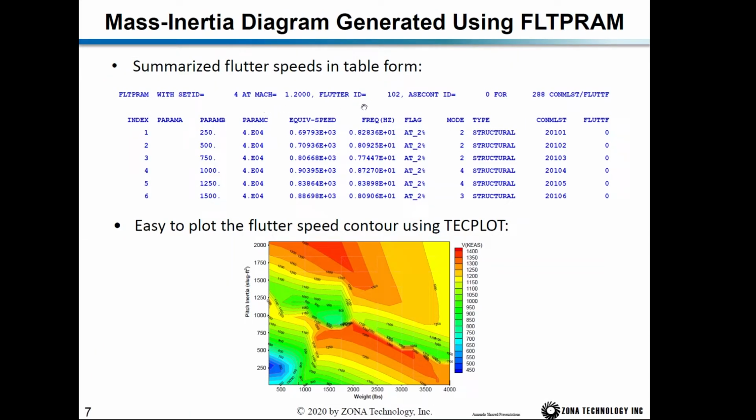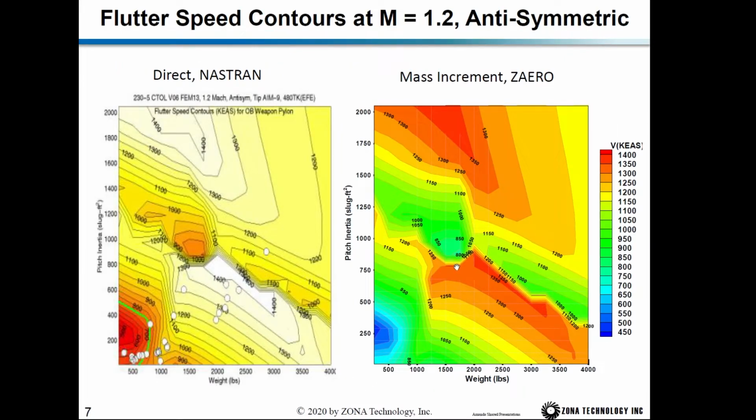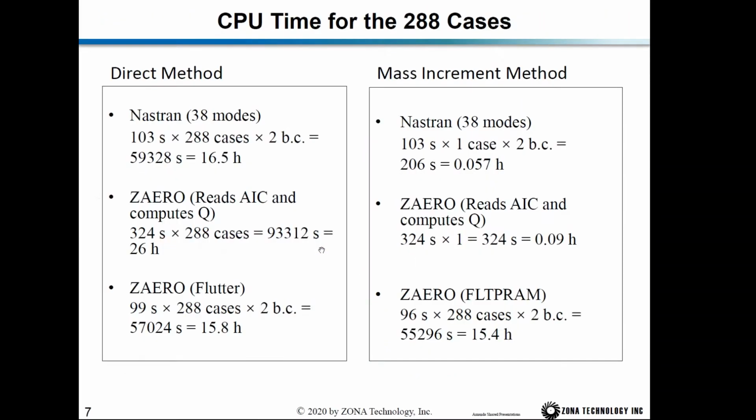You will also output a summarized flutter solution table, and then you can generate a flutter speed contour in terms of pitch inertia and weight. We also validate this mass increment method with the next-gen solution. If we look at this case, if we use the direct method, we have 288 cases, times two boundary conditions, the symmetric and anti-symmetric conditions.